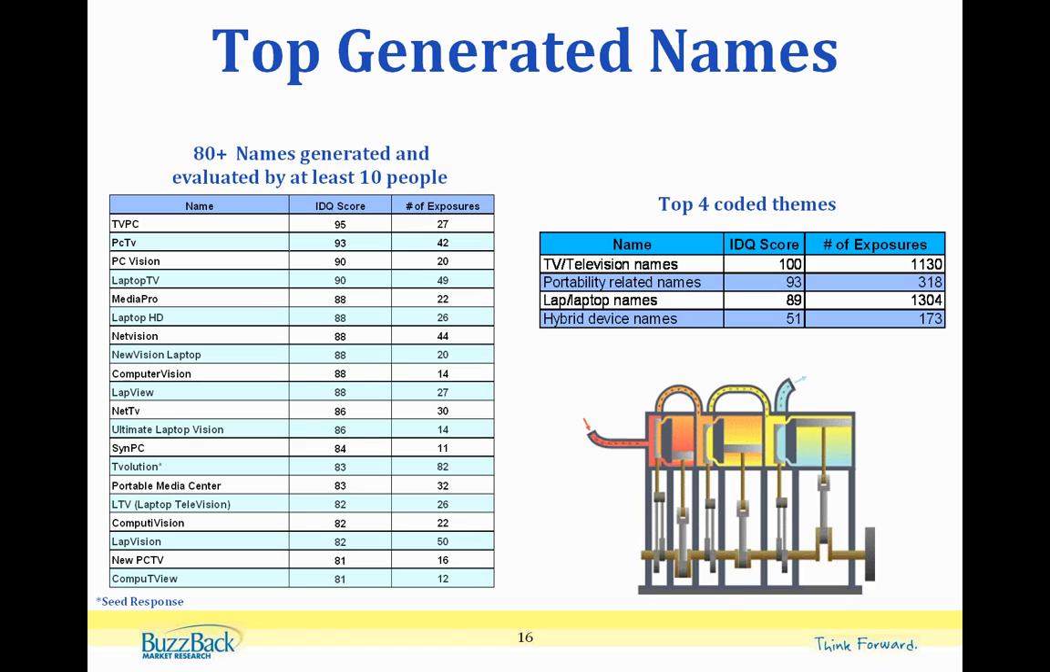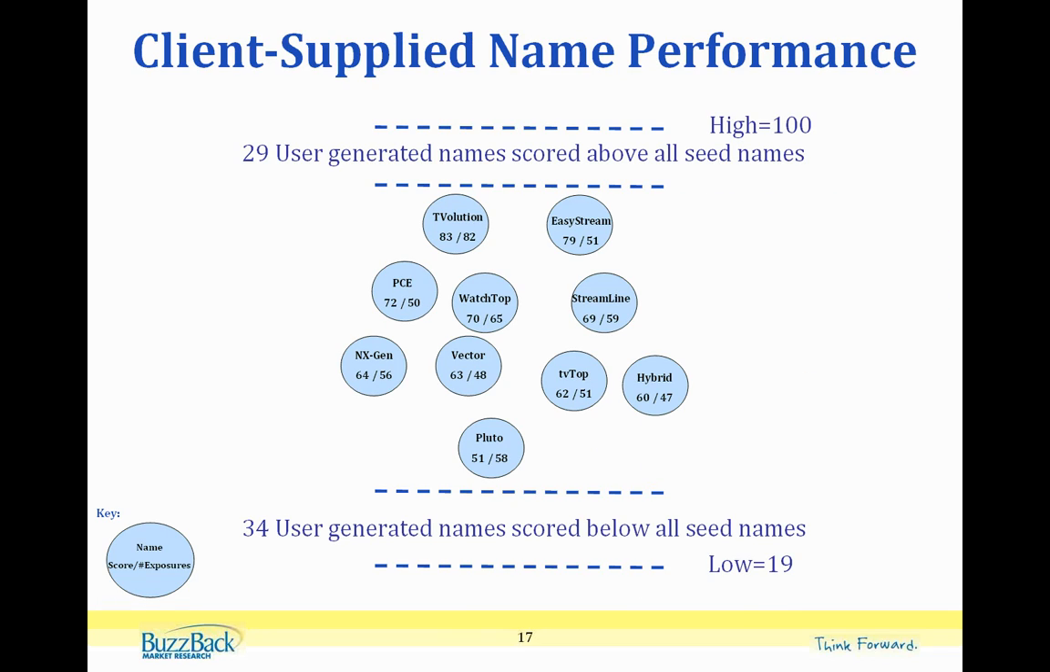So again, as I mentioned in the beginning, we did supply from the beginning 10 seed ideas into the database to get things started. And here are those 10 seed names. And what's interesting is when we look at the range of all of the ideas that were submitted, the client-seeded ones really nestled right in the middle. There were 29 names that did better than all of the seeded ideas, and only 19 of the consumer-generated names fared worse than all of the client-generated seed ideas.